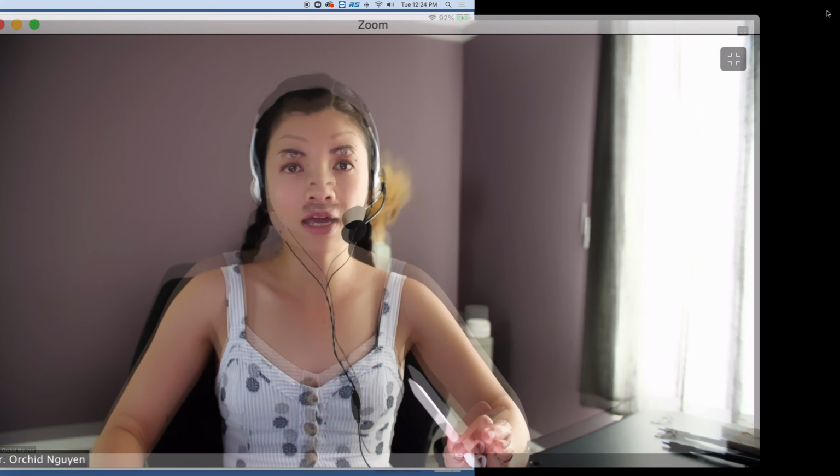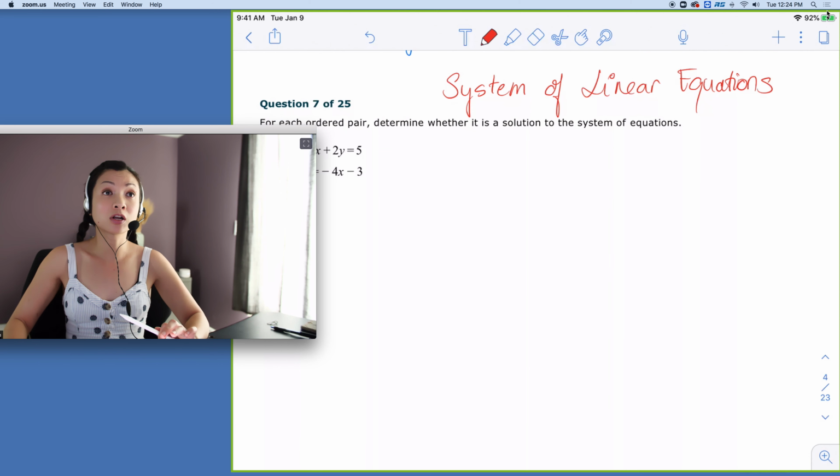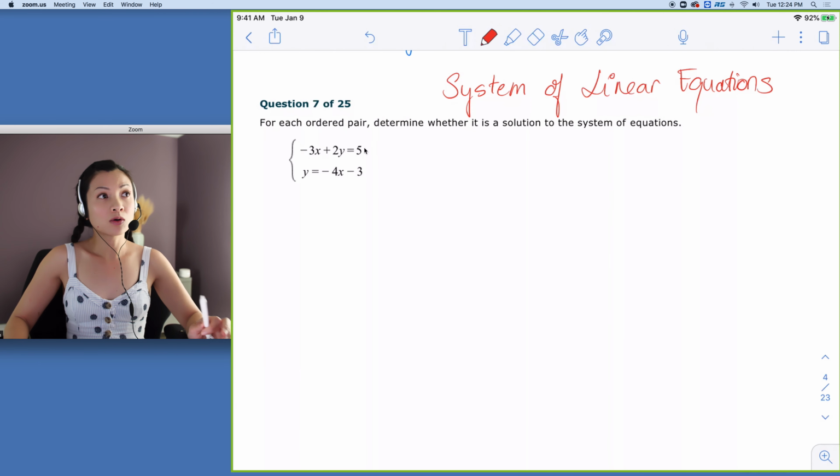Hi class, today we're going to review systems of linear equations. It's important that you recognize what type of system we have. First, let's just take a look at the system of linear equations, and later on we're going to consider the nonlinear as well. So let's take a look at the first example that we have.